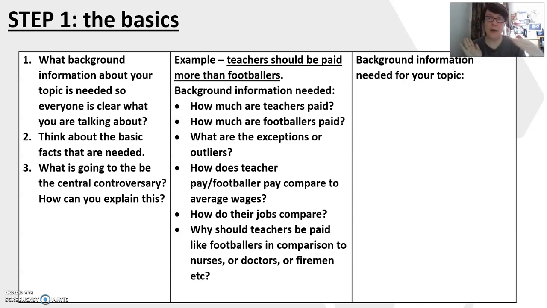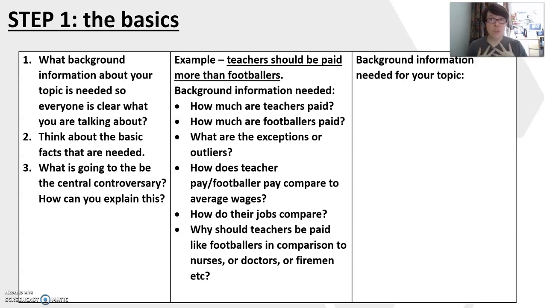And you're going to think about all of these different things. I want you to try and come up with at least 5 to 8 things that you can write in this section. If you can't say 5 to 8 things that is the background information for your topic, you've probably chosen a topic where you've not got enough to say. I've given you an example here, which I'm just going to explain really quickly.